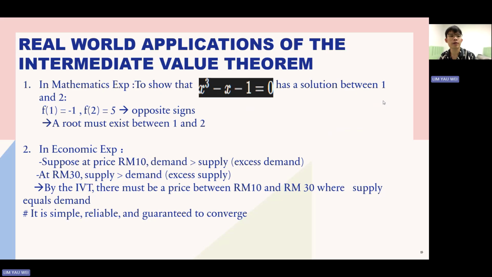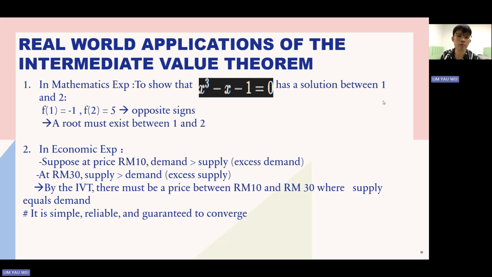Real-world applications of the intermediate value theorem. In mathematics, for example, we show that the function x cubed minus x minus 1 equals 0 has a solution between 1 and 2. If we put 1 inside the function, we get negative 1. If we put 2 inside the function, we get 5. So the signs are opposite, so a root must exist between 1 and 2.